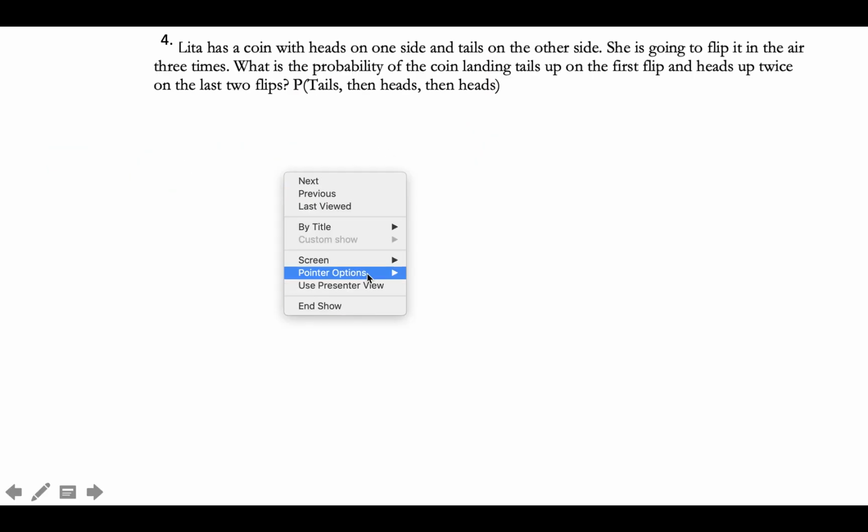Let's take a look at question number 4. Lita has a coin with heads on one side and tails on the other side. That's going to be a standard coin. She's going to flip it in the air 3 times. What is the probability of the coin landing tails up on the first flip and heads up on the last 2 flips? So the probability of tails, heads, and then heads.